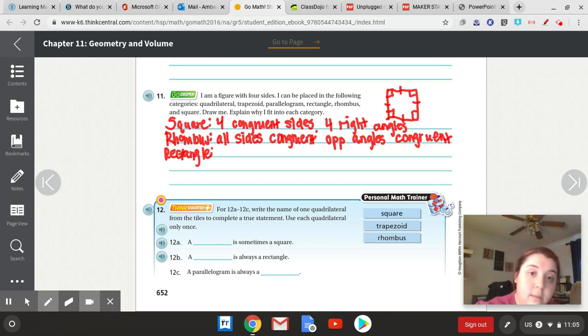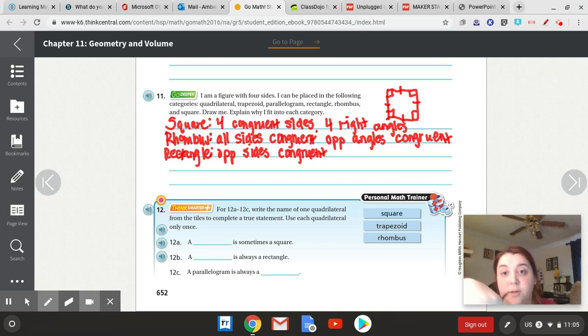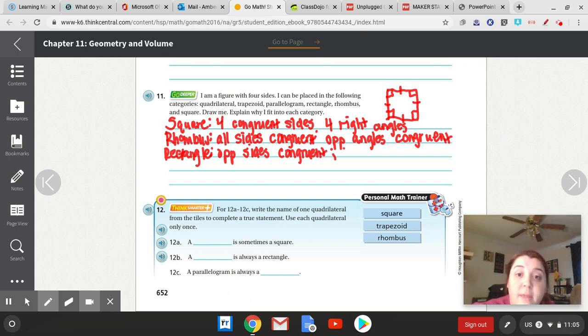Now, I know that this is also a rectangle because opposite sides are congruent. Okay, opposite sides are congruent. Now, all 4 sides are congruent, which is what makes it a square. But when you look at this, opposite sides are congruent, so that makes it a rectangle. And there are still 4 right angles, which is what makes this a rectangle specifically.